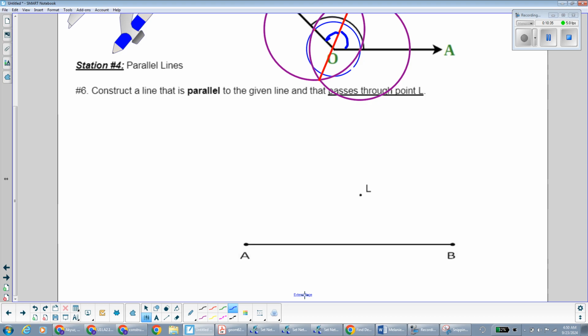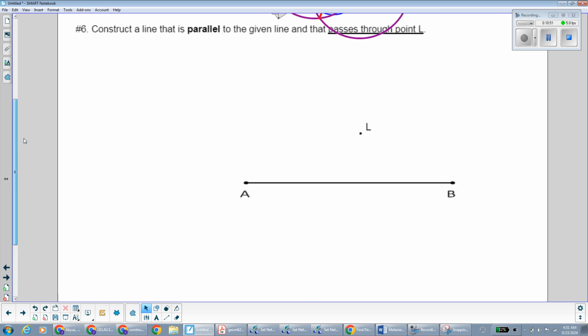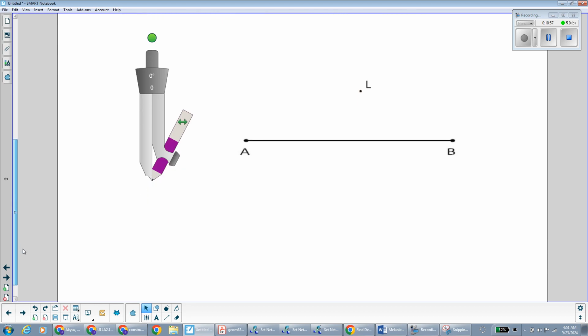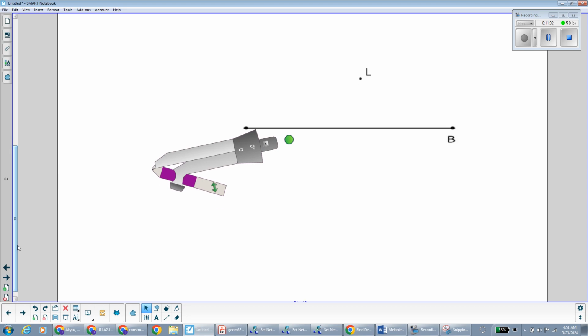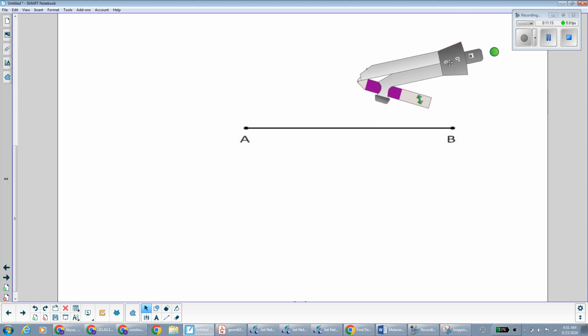Okay, now we're going to make a line that is parallel to a given line, and this is going to start the same as a perpendicular line. Let me just grab my compass. But instead of making a line perpendicular to this one, our end goal is going to be to end up with a line parallel to this one. So it's going to be a horizontal line rather than a vertical line. But it comes from the perpendicular line through a point construction. So I'm going to start off the same way that we did for that construction.